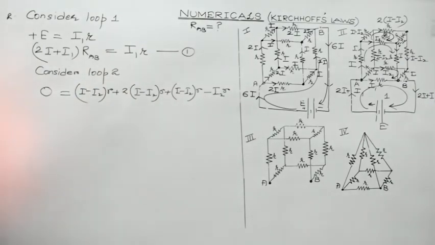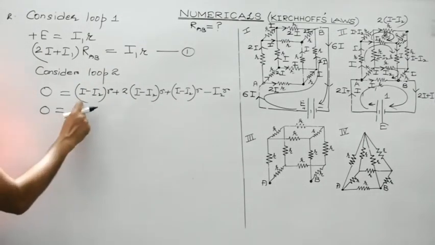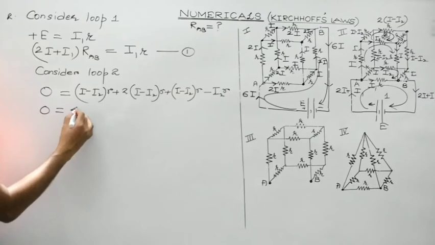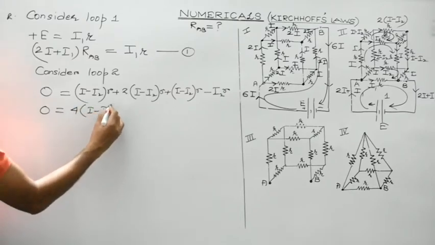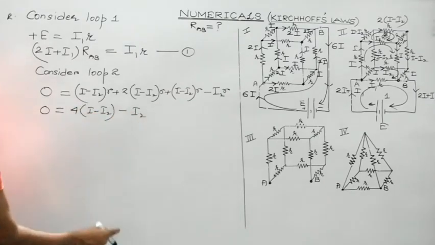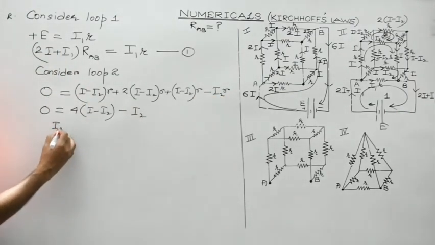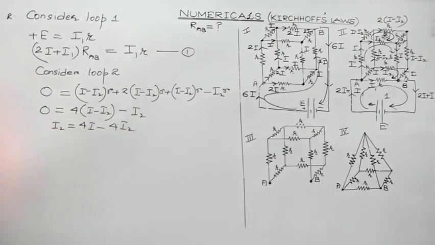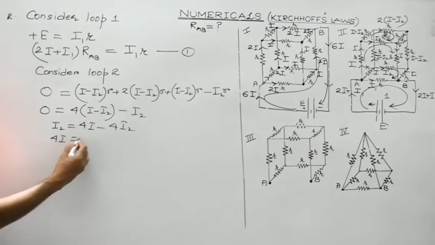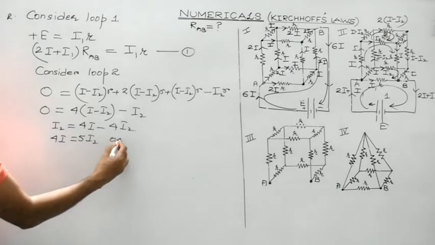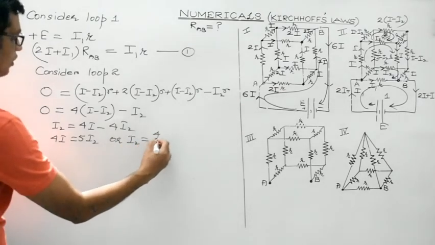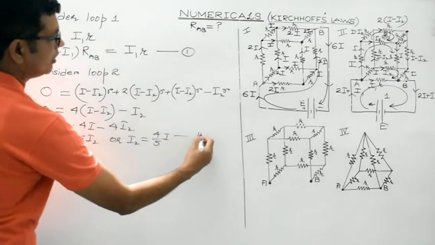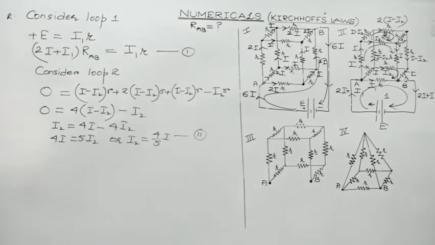So R is common, so that gets cancelled. So 1 time, 2 times, 1 time, that is 4 times (I minus I2) minus I2, isn't it? R is common. So solving, what you get is I2 is equal to 4I minus 4I2. So 4I is equal to 5I2, or I2 is equal to 4 by 5 I. Put this as equation number 2.